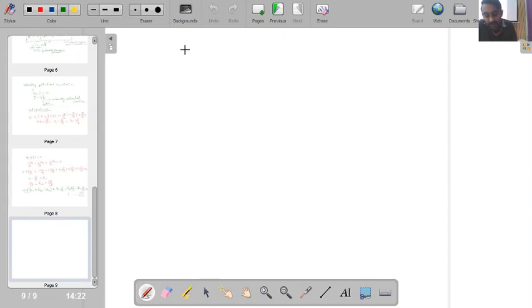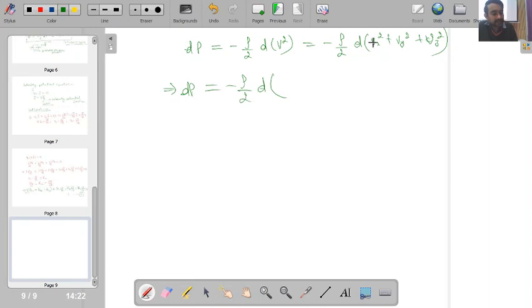Earlier, if you recall, we just derived one equation that dp is equal to minus rho by 2 d of v square. This is nothing but equal to minus rho by 2 d of vx square plus vy square plus vz square. So I can now replace vx with phi bar x. It becomes phi bar x square plus phi bar y square plus phi bar z square. Say this is equation number 5.